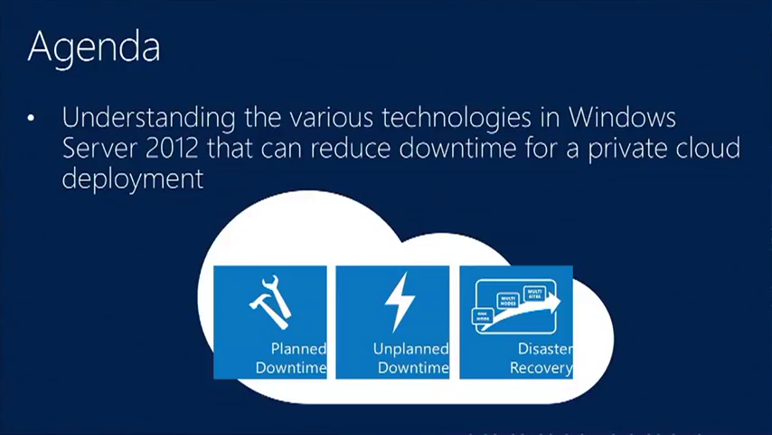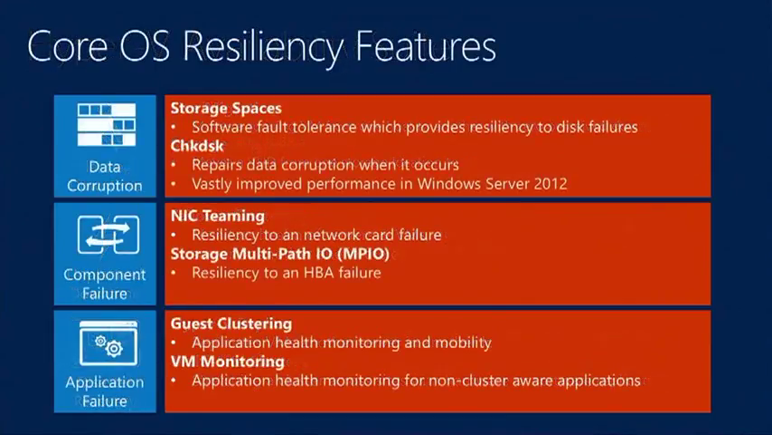So how can we prevent planned downtime and do disaster recovery? That's what I'm going to talk about here today. We have data corruption, component failure, and application failure. We need to address all of those 3 if we want to provide a highly available scenario, 100%. If something happens on the application or on the component, how can I address this? Microsoft does have technology to address each scenario.